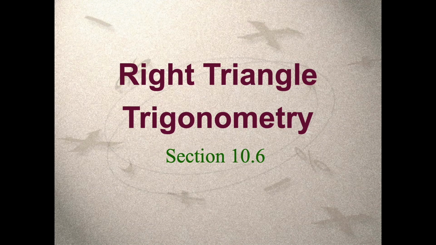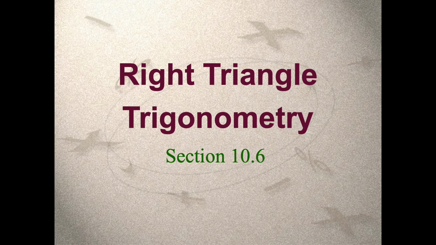Hi everybody. Today we're going to talk about right triangle trigonometry. We've talked a little bit about right triangles so far. You know that a right triangle has a right angle in it, and the sides that are touching the right angle are called the legs. The side that's not is called the hypotenuse.